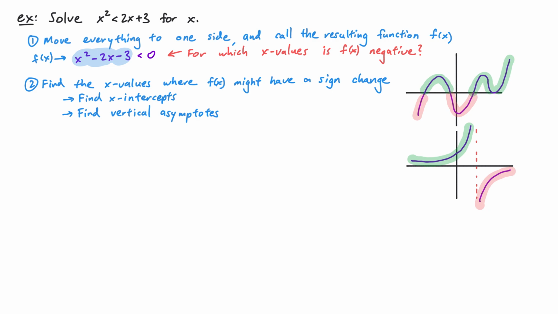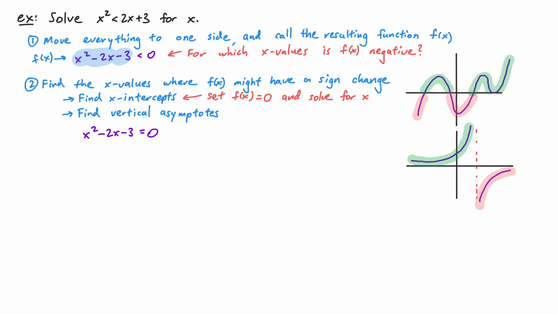But in our next video, when we talk about rational inequalities, this will be an important step. So for our example here, let's try to find the x-intercepts. Remember, to find the x-intercepts, what we need to do is set our function equal to 0 and solve for x. So for our problem here, our function is x squared minus 2x minus 3. We want to set this equal to 0 and solve for x.